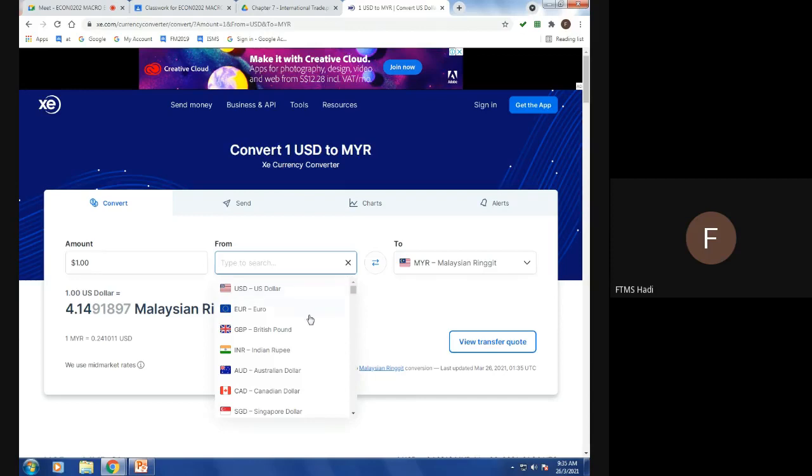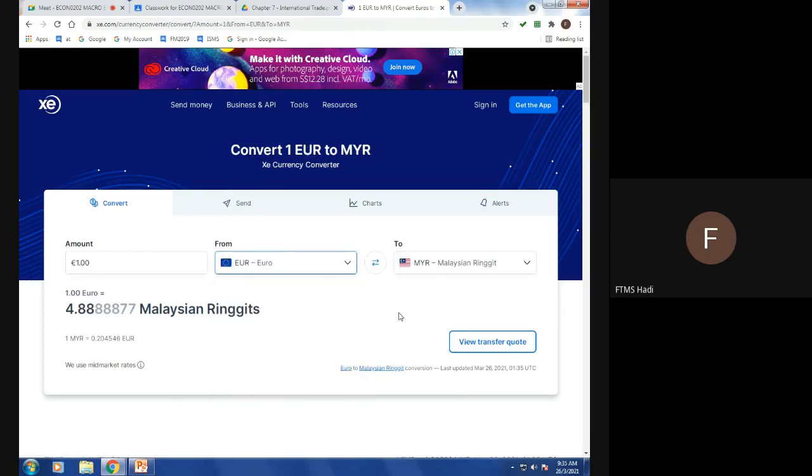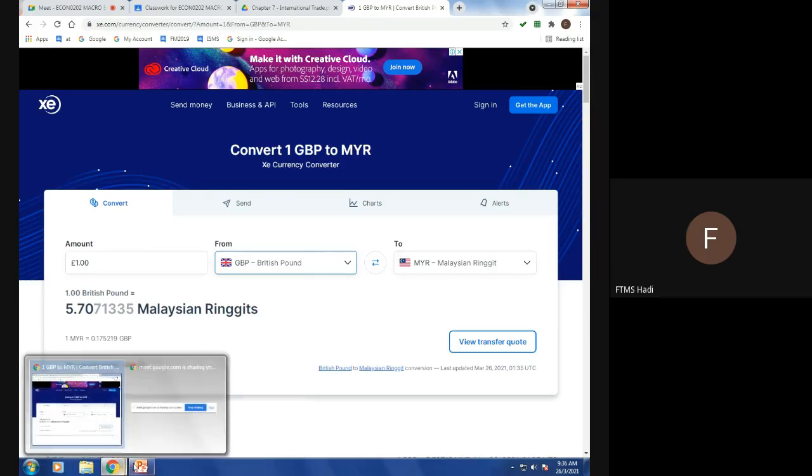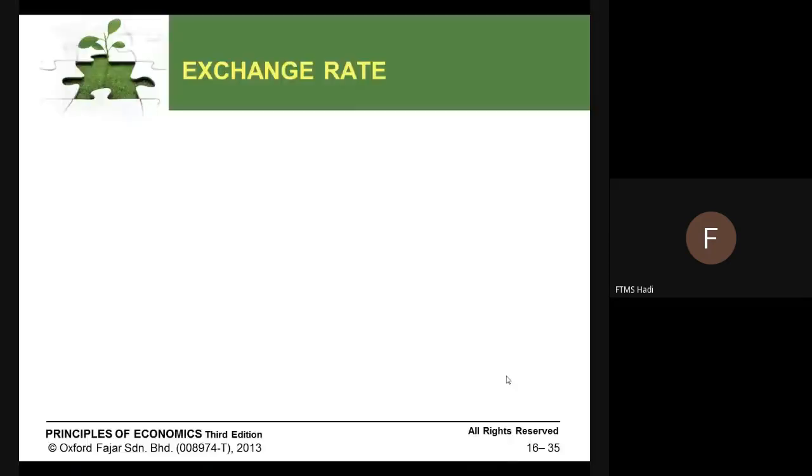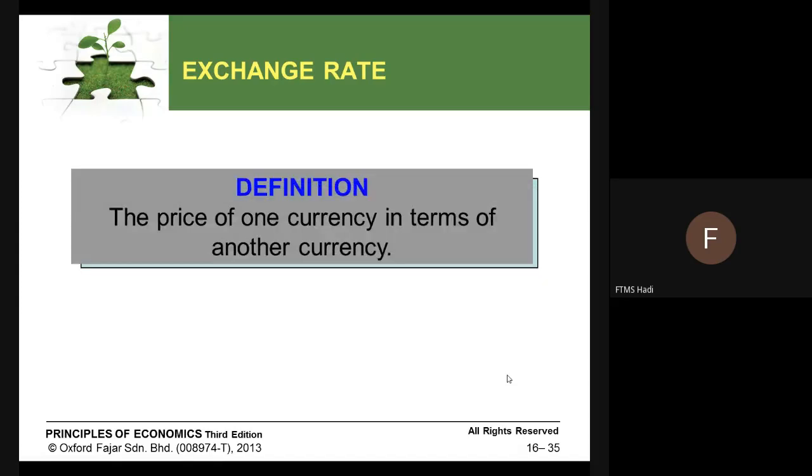Let's say euro to Malaysia. As you can see, one euro is equal to so many Malaysian ringgit. How about the British pound? One pound is equal to 5.7. That means the price of one currency against another currency, the value of one currency.